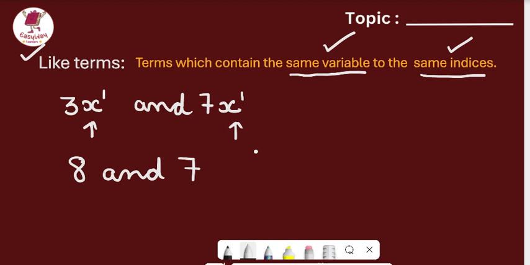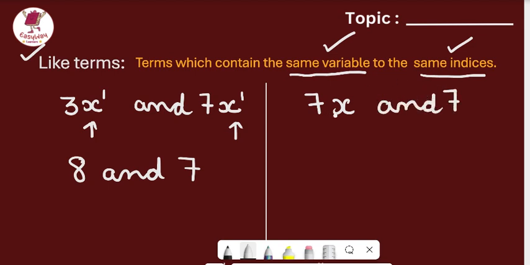Now the other terms are unlike terms. Let's understand unlike terms with the help of an example. 7x and 7. You can see here, this has a variable x, but this term does not contain any variable. So my first condition, that both terms have the same variable, is not satisfied. We can clearly see that these terms do not have the same variable. So this pair is unlike terms.